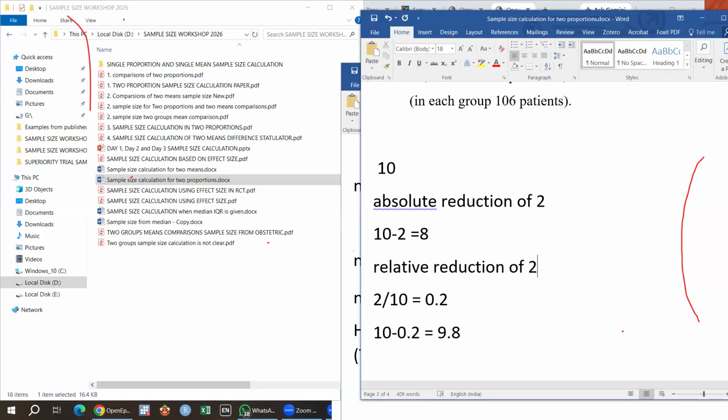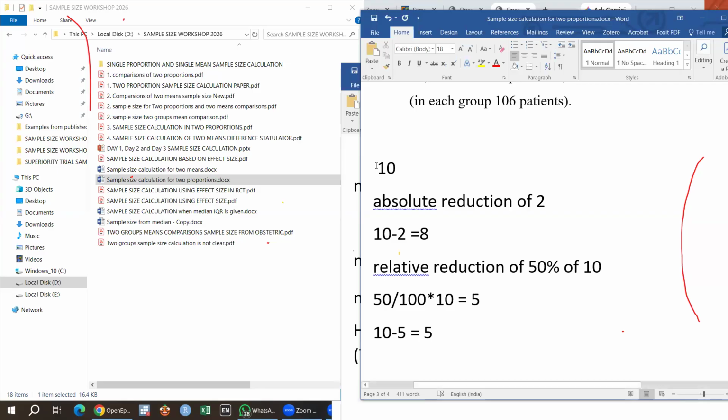It is coming around a relative reduction of 50% of 10. So for a relative reduction of 50% of 10, what will be here? It is 50 divided by 100 multiplied by 10. This will be the answer. So 50% of 10 will be 5. Then I have to write down 5 here.